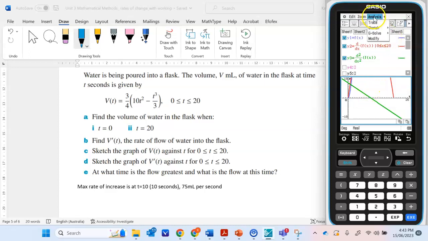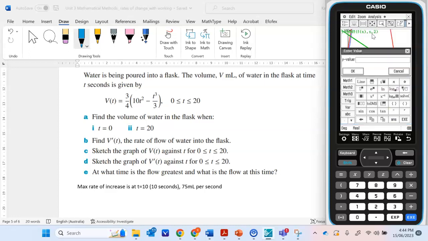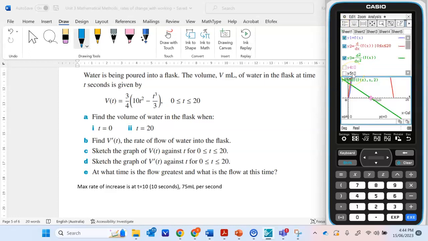So if I go back to here and we want to calculate the x value when y is equal to 10. We've got to choose our graph though. All right, we want the x-intercept, so y equals 0, so you can see there it is at 10.